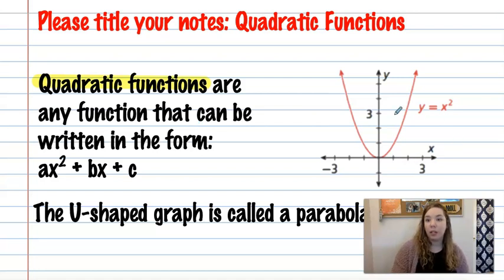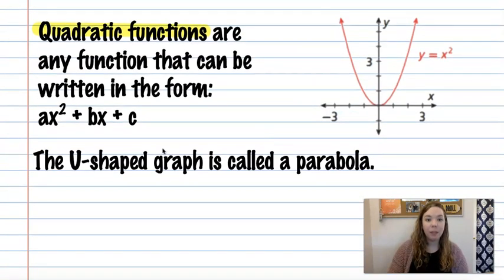Okay, so this is a graph of just y equals x squared. This is what we call the parent function. It's the most simple version of a quadratic function, so it doesn't have to have all three terms, but it does need to have an exponent of 2 and no exponents that are higher than that. The U-shaped graph is called a parabola. So quadratic functions make this U shape that we call a parabola.